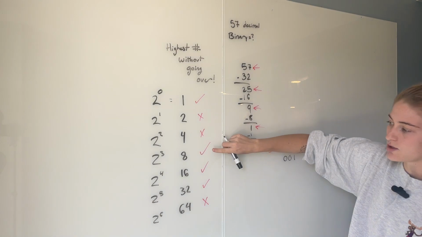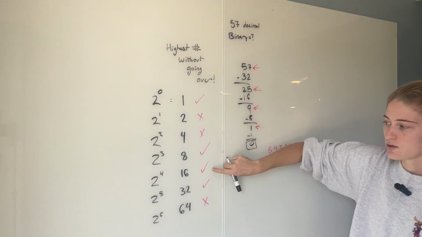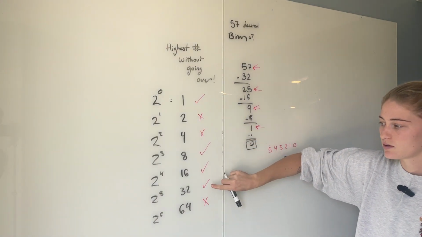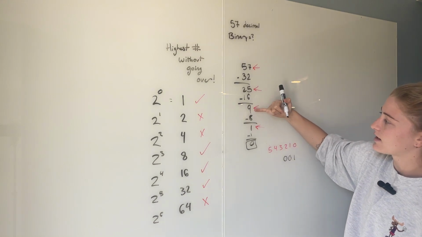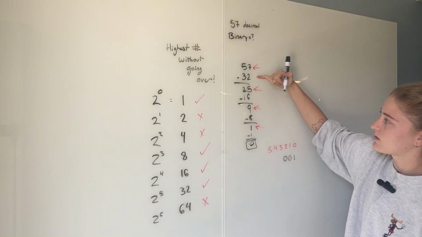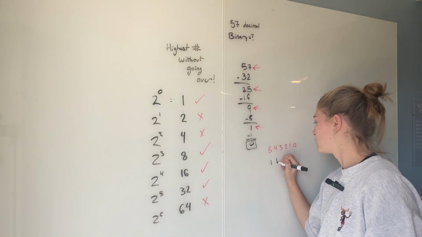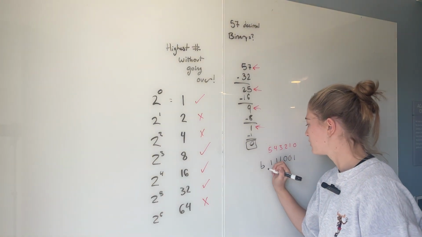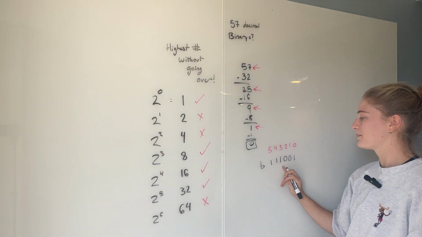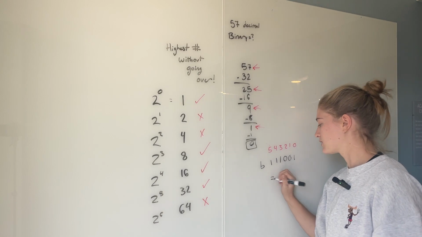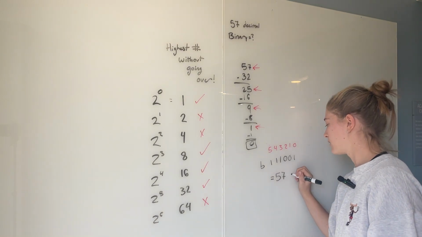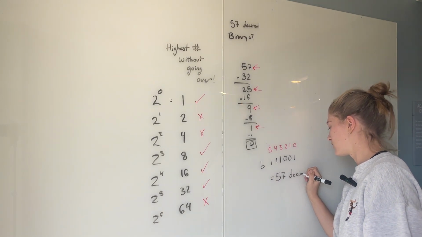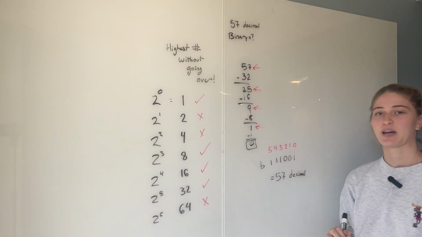2 to the 3rd, which is 8, we use. 2 to the 4th, which is 16, we use. And 2 to the 5th, which is 32, we use. That's where we used 8, 16, and 32, so that's going to be 1, 1, 1. So our binary number is going to be 111001, and that equals 57 as a decimal. That's all. Thanks.